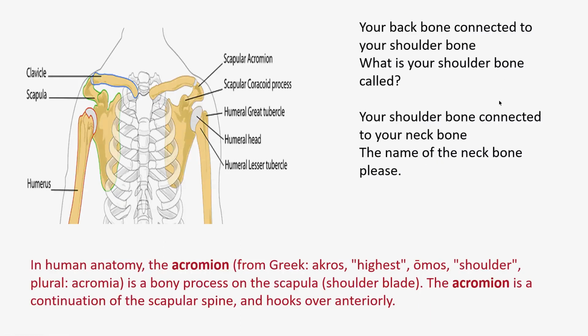Now, your backbone is connected to your shoulder bone, and you know, like I said, they make it sound so simple, but your shoulder bone is really numerous parts. It's your acromion. It could be your clavicle, excuse me. It just depends what part is broken, or what part of the bone we're referencing. In human anatomy, the acromion is from the Greek meaning acros, or the highest part of your shoulder. It's a bony process on the scapula or shoulder blade. The acromion is a continuation of the scapular spine and hooks over anteriorly.